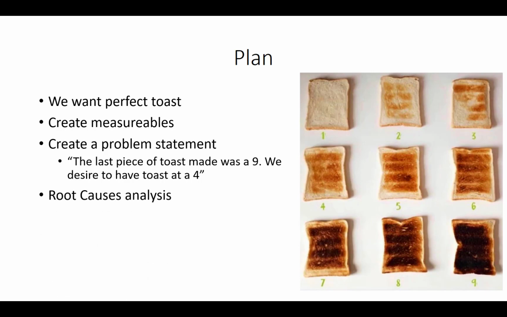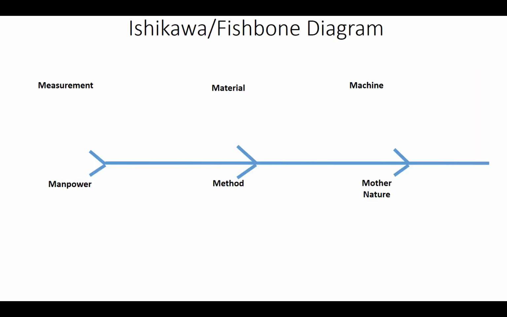Then we're going to do our root cause analysis. Let's step through how to do that. We're going to start with our Ishikawa fishbone diagram. We talked about this in the last video. We're going to step through how this works. We desire our toast at a 4 rather than a 9. This defines our problem statement.